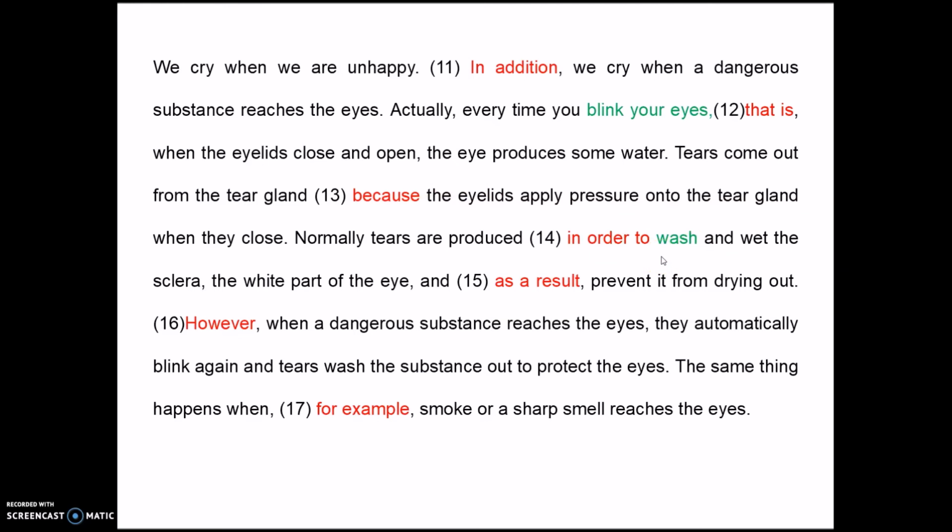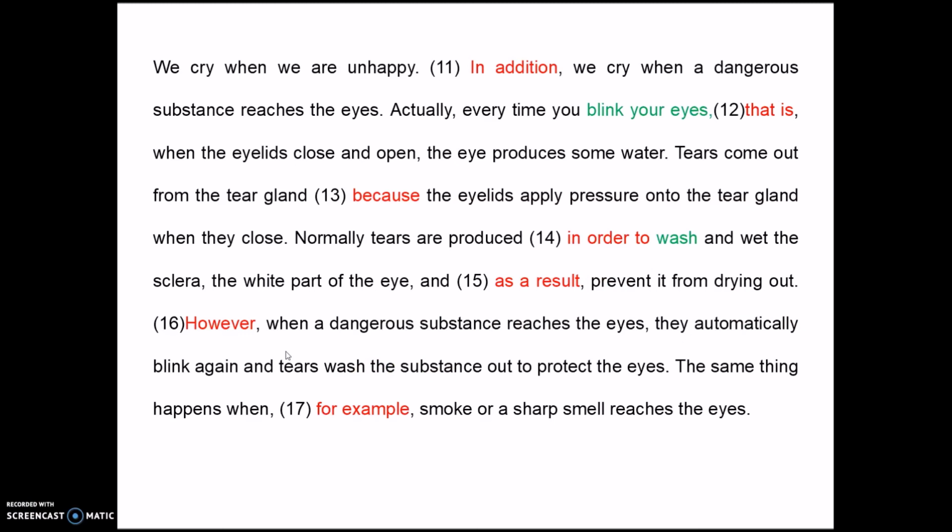And in 15, we have the result, prevent it from drying out. So tears wash and wet the sclera. What happens when tears wash and wet the sclera? The sclera doesn't dry out, or it's prevented from drying out. So we give the result here.